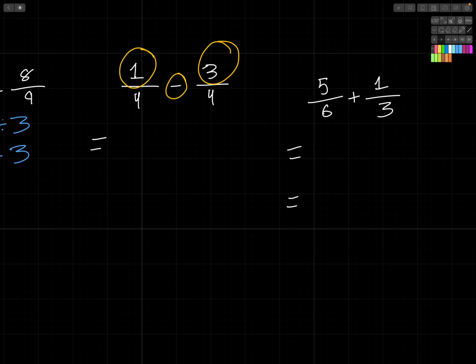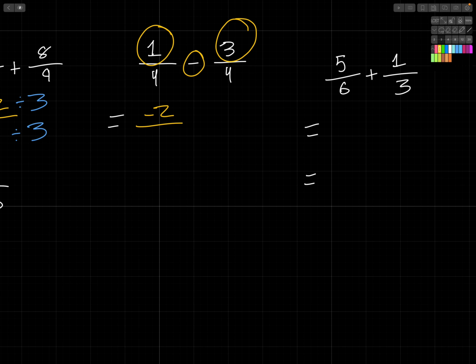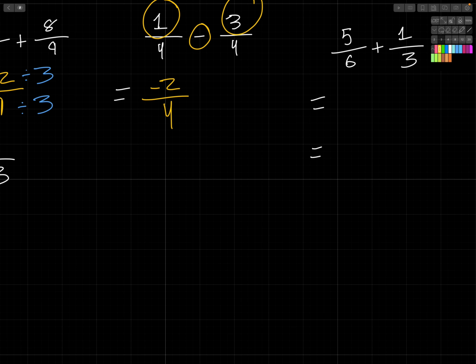So 1 minus 3. That's easy, -2, right? -2 over, and then also in subtracting, look at the denominator. And so here it's 4, so you just put 4 there. Now here, you can put the negative sign either like this, -2 over 4.